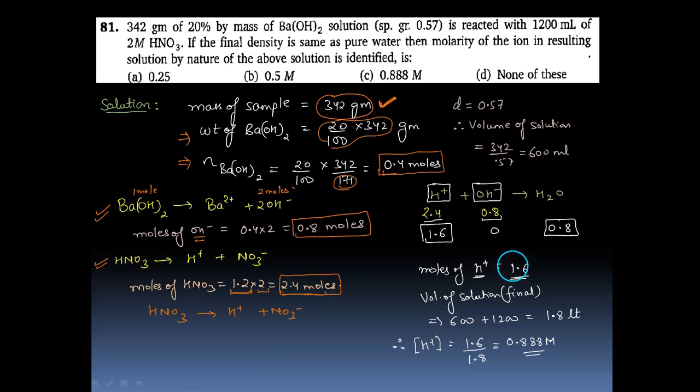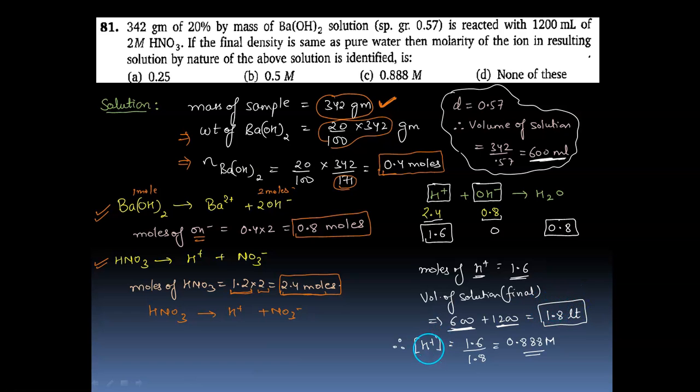What is the final volume? Initially the density of the solution is given as 0.57. Specific gravity is density, and the mass of the sample is given as 342. So density is equal to mass upon volume, so volume is equal to mass upon density. This is the initial volume before HNO3 was added. After HNO3 is added, we have 600, which was the initial, and 1200 added. So the total volume becomes 1800 ml or 1.8 liters.